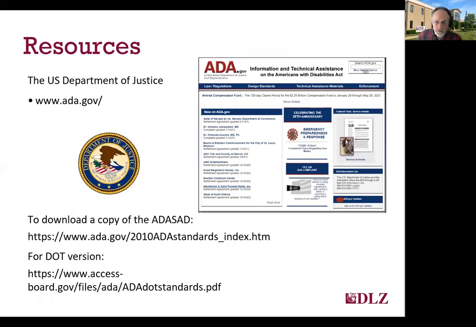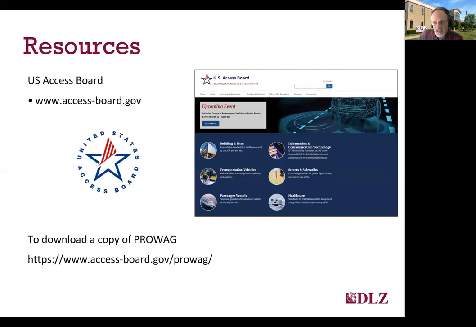So again, as we're wrapping up, a couple of resources for you to be familiar with. First is the Department of Justice at ada.gov. This is a great place to get technical information, including copies of the ADA standards. The U.S. Access Board at access-board.gov.